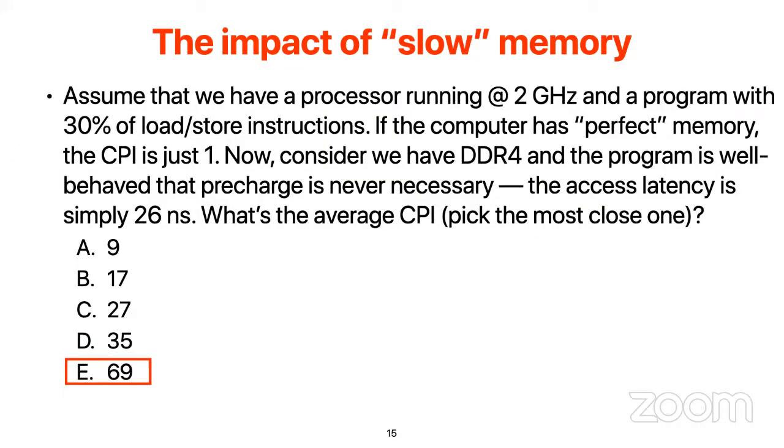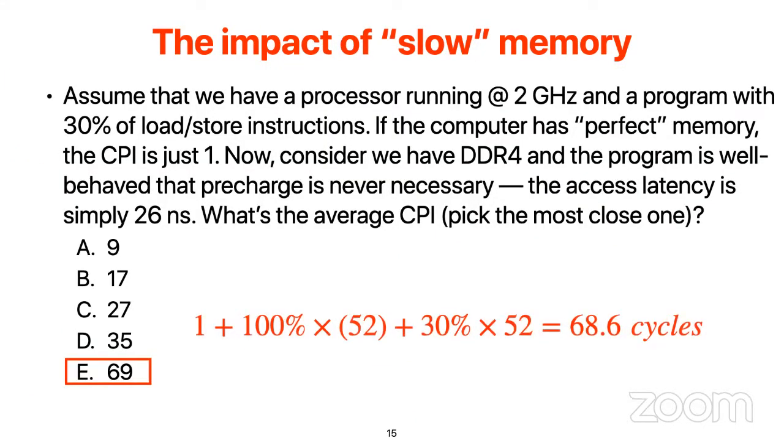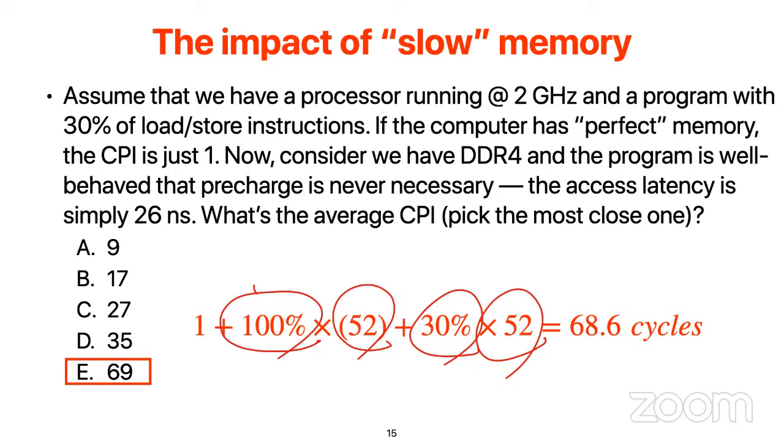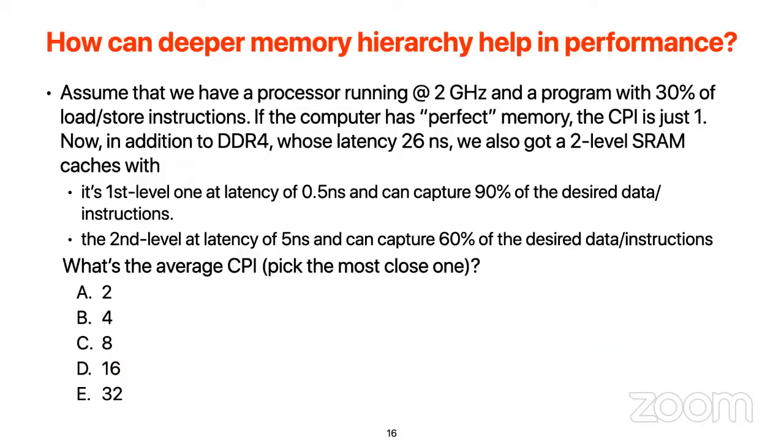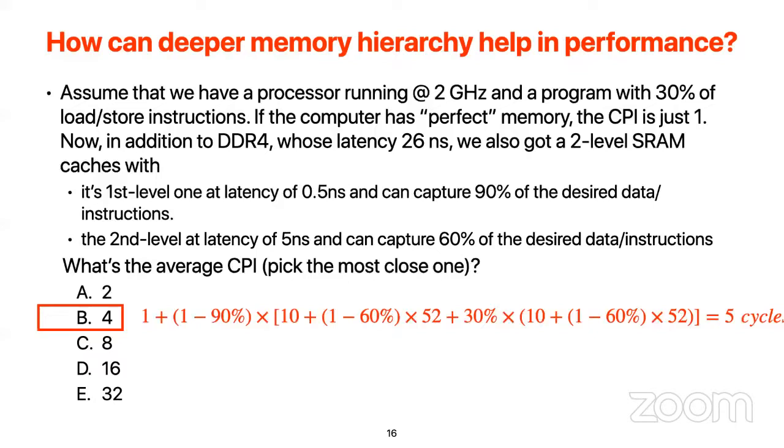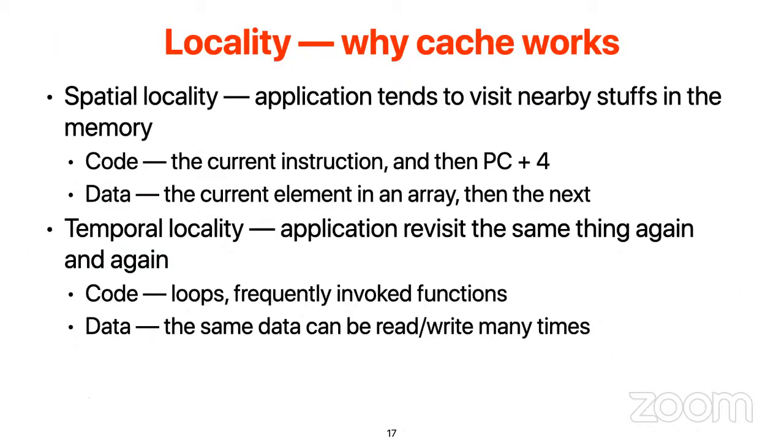Previously we talked about if you don't have the cache, then everything goes directly to memory. You have 100% of the time your instruction needs to access the memory, and 30% of the time your data needs to access the memory as well. So you will end up with an average CPI of 69. However, if you have a memory hierarchy to help you, like in this example with 2 levels of memory hierarchy, then you can bring the CPI down to just about 5, right? However, you might be curious, why would adding a small cache help?